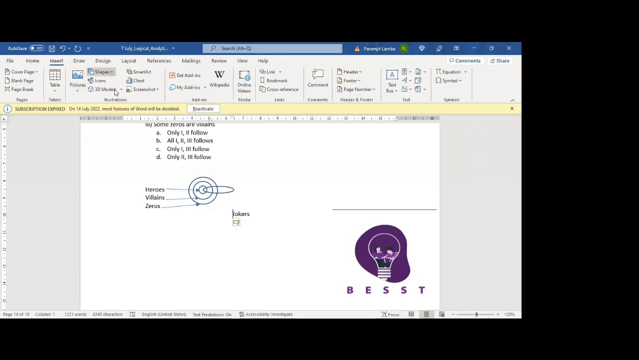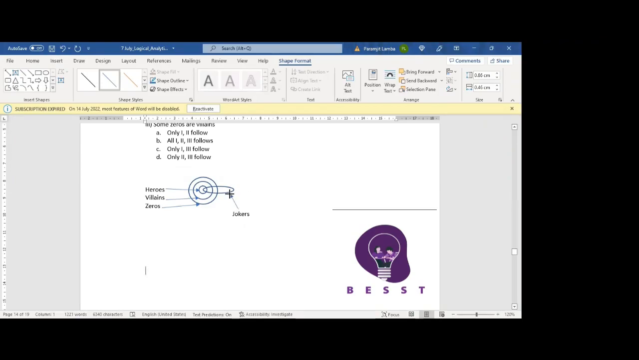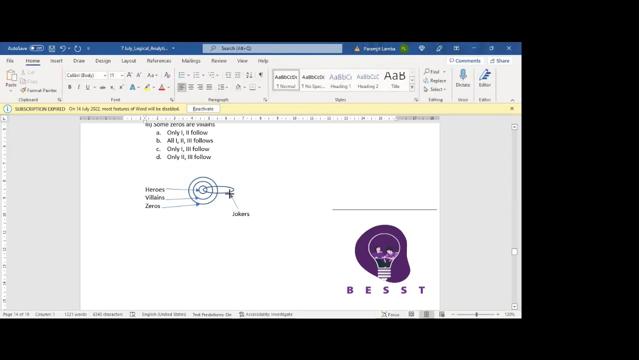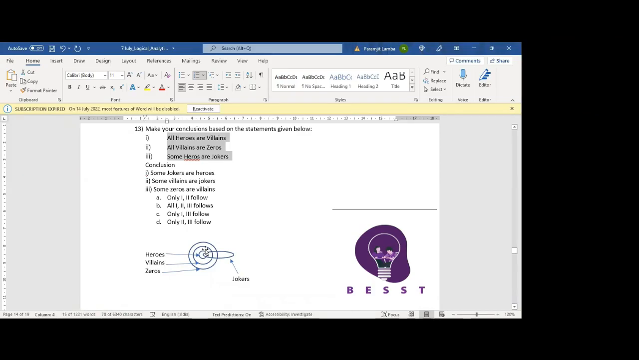Sorry, sir. You're not with me? Sir, actually, all heroes are villains, so the big circle must contain the villain circle, no? See, all heroes are villains. All villains are zeros. Read the first three statements. All heroes are villains and all villains are zeros. Is this clear so far? Yes, sir. Okay.